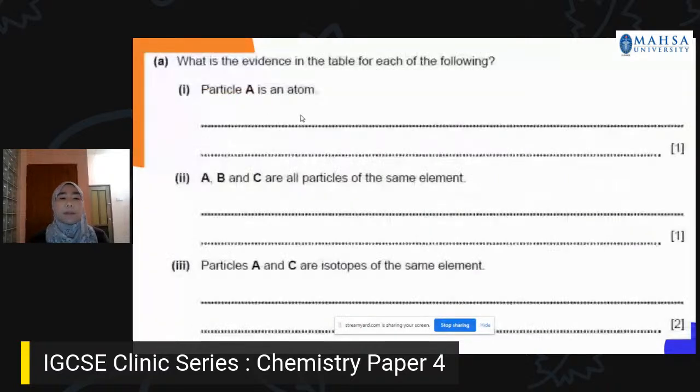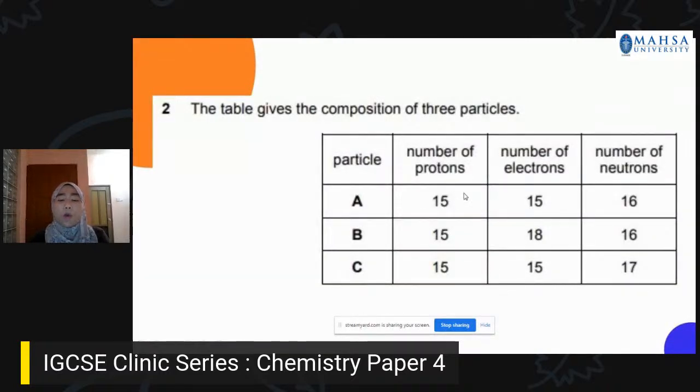Okay, let's go to particle A. When we talk about electronic structure, we are talking about the number of electrons, so please refer to the number of electrons. They're asking how you are going to arrange the 15 electrons. Remember that the first orbital can take 2 electrons. So 15 minus 2, you have the balance of 13. Next, the second orbital can take 8, so 2 plus 8 is already 10. 15 minus 10, the balance is 5. And then the third orbital will be the remaining 5.